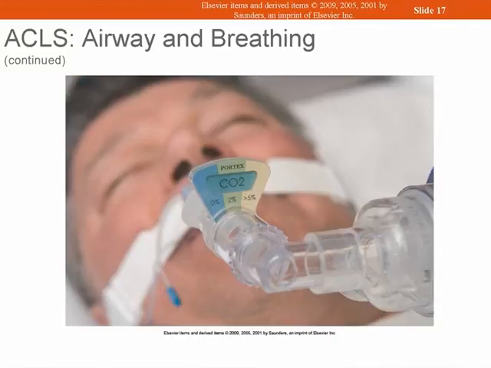This is a photograph of a CO2 detector, and it will go from this blue all the way up to this greenish, yellowish color. This is where you detect more than 5% CO2. That means it's in the correct place. This is one of the ways that you will confirm ET tube placement.